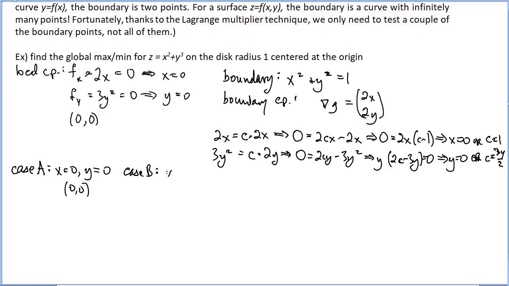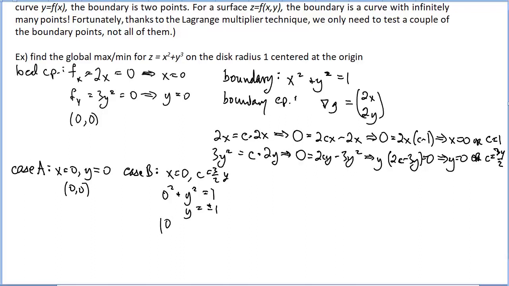Case B, we take x equals 0, and then we take c equals 3/2 y. So now we solve this out by using our third equation, which was the boundary equation. So this gives us 0 squared plus y squared equals 1. So that tells us that y equals plus or minus 1. That gives us two critical points.